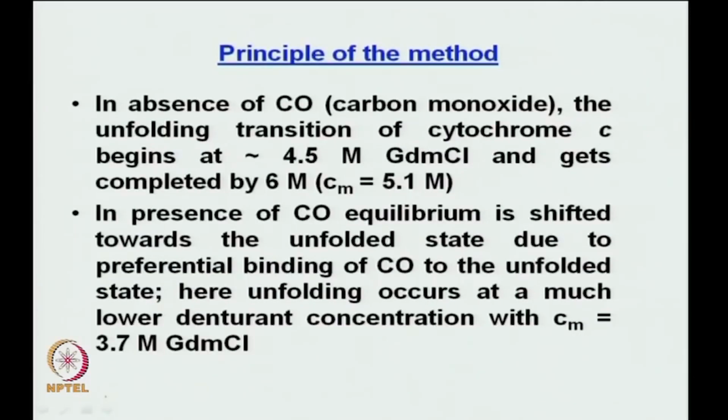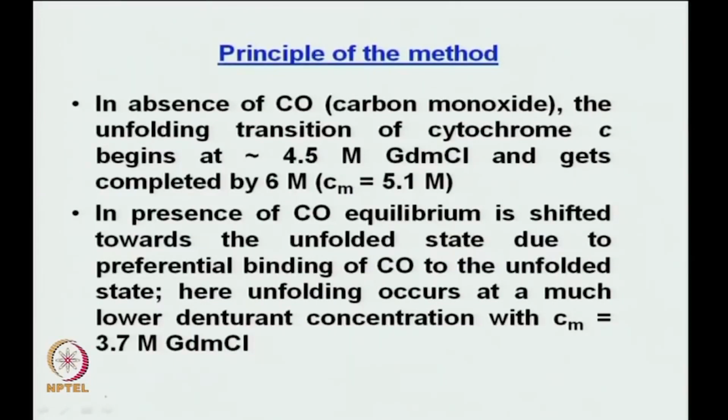That means the moment you bind CO, you shift the equilibrium towards the unfolded state. Now, here unfolding occurs at a much lower denaturing concentration, with Cm being 3.7 molar. So, you can see what has happened. In the absence of CO, the Cm was 5.1; in the presence of CO, the Cm has come down to 3.7. So, there is a difference of 1.4. Now, that is pretty high.